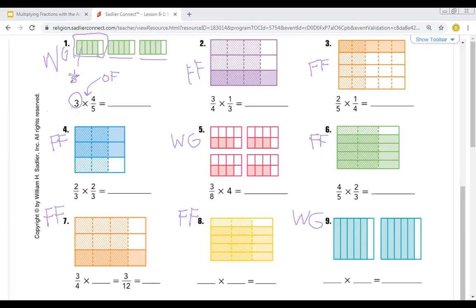How many green pieces do I have all together now? 4, 8, 12. 12 what? I have 12 pieces, but they're each worth a fifth. So I have 12 fifths. Improper fraction alert. So what do I do? 12 divided by 5. You might be able to start doing this in your head. What's 12 divided by 5? 2. It's going to be 2 whole.